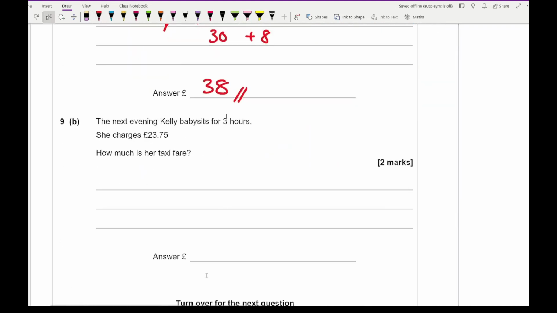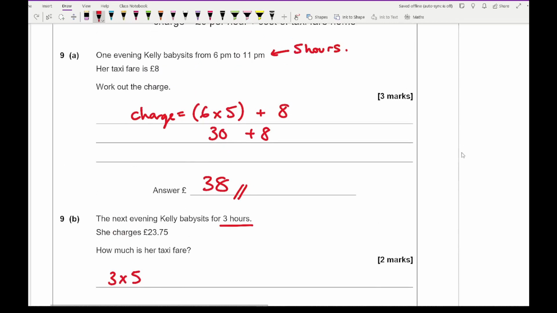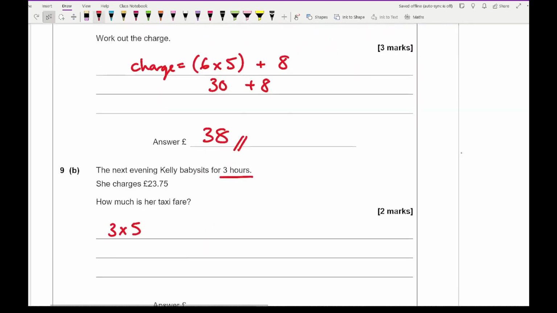It then says the next evening Kelly babysits for 3 hours and she charges £23.75. How much was her taxi fare? So for this, we first of all need to work out the actual cost of her time in terms of hours. Now we know that she charges £6 an hour, I should say. Gotta check that because that would have been wrong. So here we've got 3 times 6, which is 18. So then if we look at the taxi fare, well, that's going to be £23.75 minus 18, which is going to come up to £5.75.